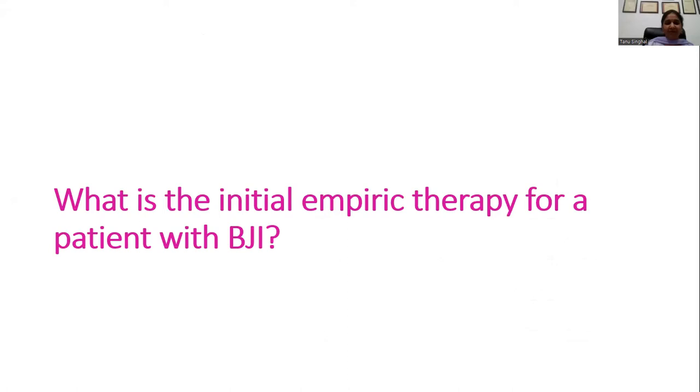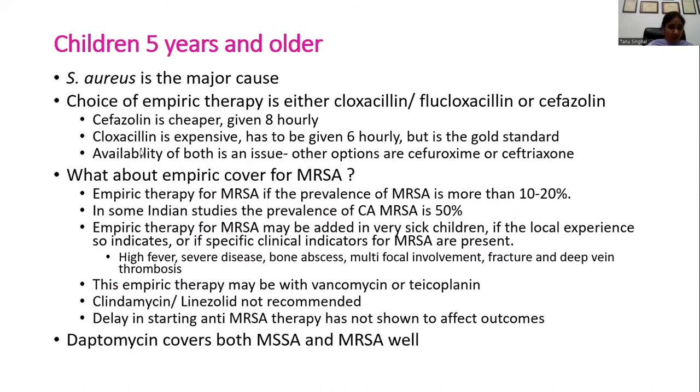So the first question in our mind is, once we have made a clinical diagnosis of osteomyelitis or septic arthritis, what empiric therapy should we start, assuming that we have sent all the tests and investigations, including cultures. We can talk about it in terms of children aged 5 years and older, and we have already heard that Staph aureus is the major cause, and in that also, it's methicillin-sensitive Staph aureus. So the empiric therapy is either cloxacillin, flucloxacillin, or cefazolin.